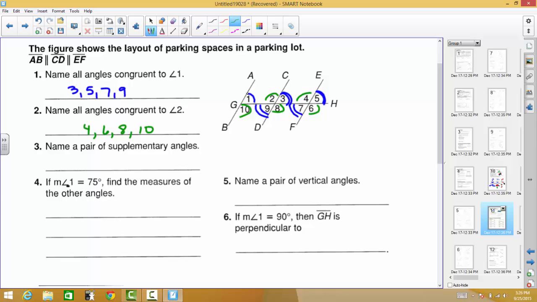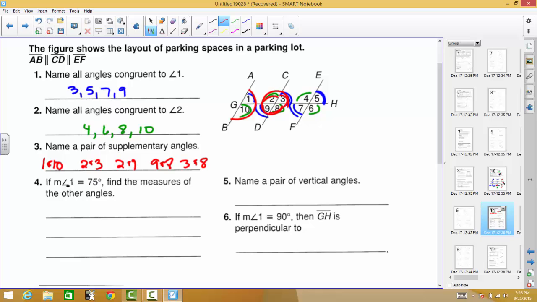And then it says name a pair of supplementary angles. Now, there's quite a few answers here. 1 and 10 are a pair of supplements. 2 and 3 are supplements. 2 and 9 are supplements. 9 and 8 are supplements. 3 and 8 are supplements.